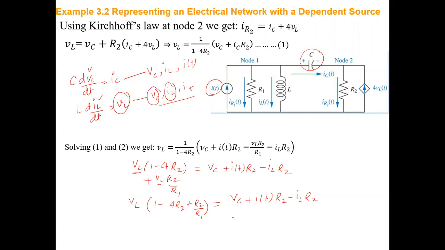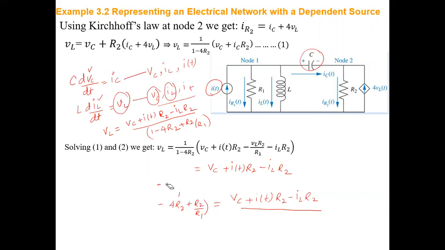So then what is your VL? Your VL will be, let me write this down here. Okay. Your VL will be VC plus IT R2 minus IL R2. That's your right hand side, right? Divided by 1 minus 4R2 plus R2 over R1. So can I erase this now? I got VL. So I brought it up there, okay?